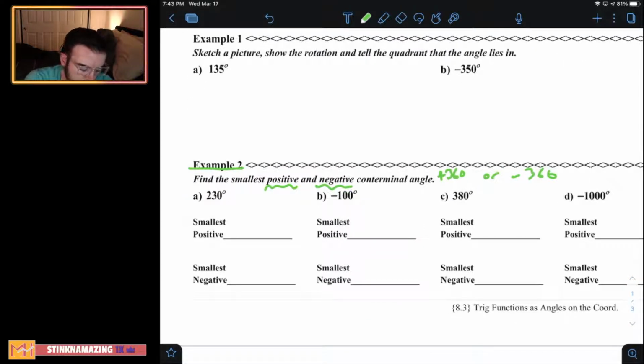So the smallest positive coterminal, you would take 230 and add 360. You get 590. The smallest negative, you take 290 and subtract 360. You end up with negative 70. Negative 100, you subtract 360 and you end up with negative 460. You add 360, you end up with 260.